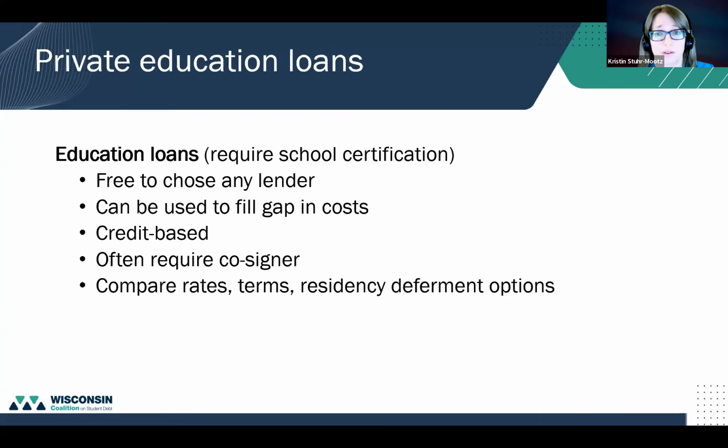Eligibility for private loans is generally credit-based. They often require a cosigner, as students typically do not have long-time established credit history at this point. And even if a cosigner isn't required, you may want to consider having one to get a better rate. Be sure to compare different terms from a variety of lenders. Be mindful of loan limits and residency deferment options, as this is an area where many lenders differ.